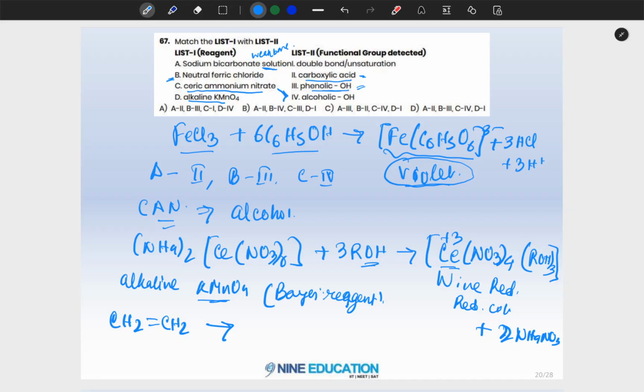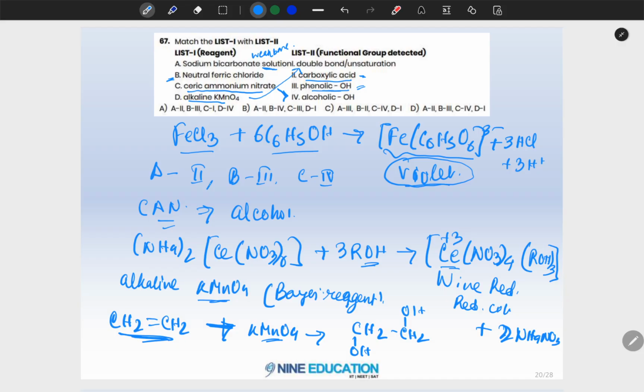So when I am carrying out the reaction of any unsaturated compound, suppose in this example I am considering ethene. When ethene is being reacted with potassium permanganate, then I will get vicinal diol. And as a result, the purple color of KMnO4 will get decolorized. The purple color of KMnO4 will vanish away. So because of decolorization of KMnO4 solution, we are able to say unsaturation is present in the organic compound. So alkaline KMnO4 is basically used for the detection of double bond or unsaturation.